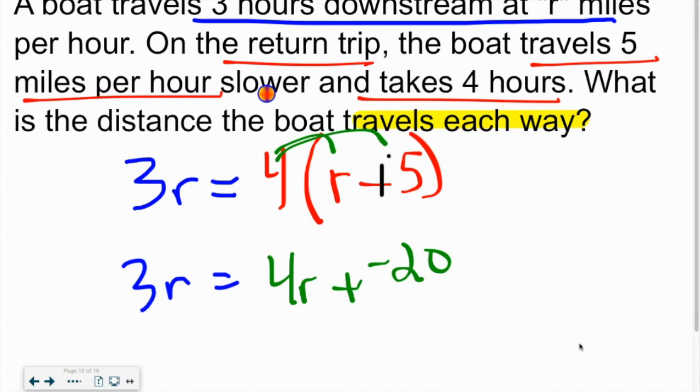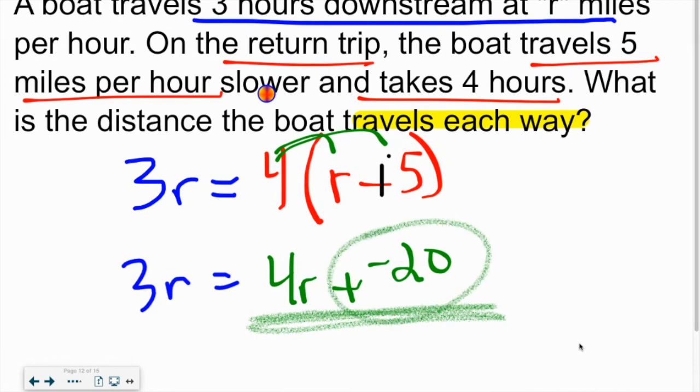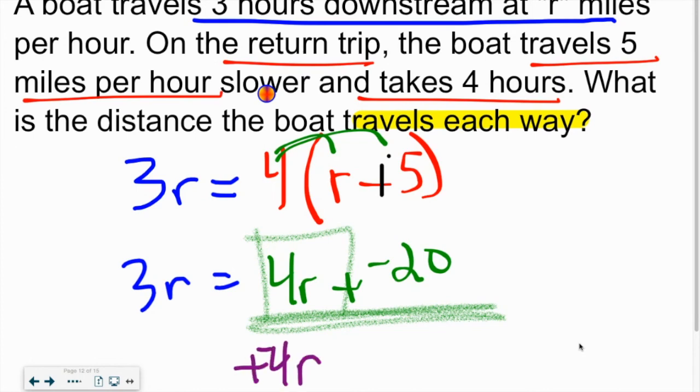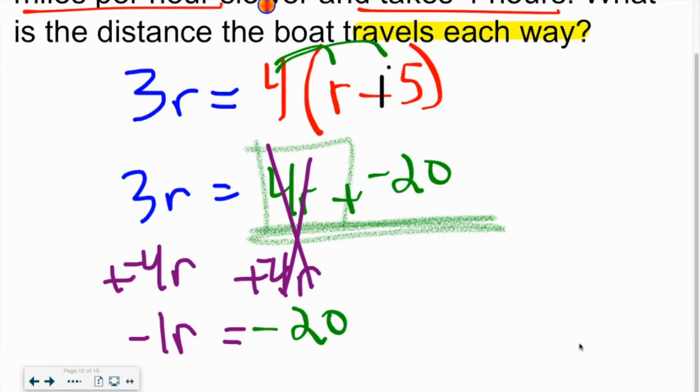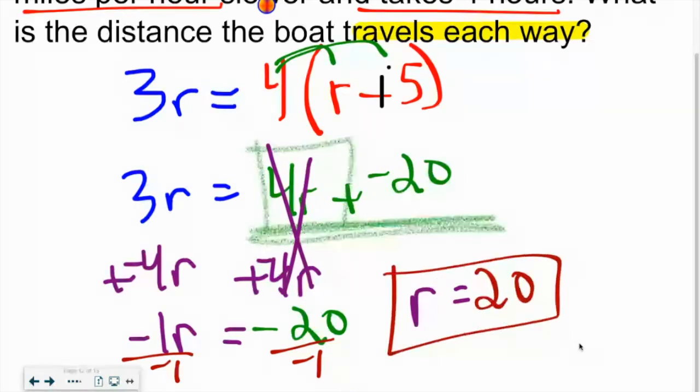If there's variables on both sides, then we're going to come over here, and I'm going to focus in on this side because the right side is the only side with a constant, which means then I'm going to get rid of this 4R. That's what I'm going to look at. In order to get rid of the 4R, we're going to add a negative 4R to both sides. Cross those off. I'm left with a negative 1R equals a negative 20. And I don't want that negative 1, so I'm just going to go one step further and divide by a negative 1, which leaves me with R equals 20. Bingo. R equals 20, but careful.